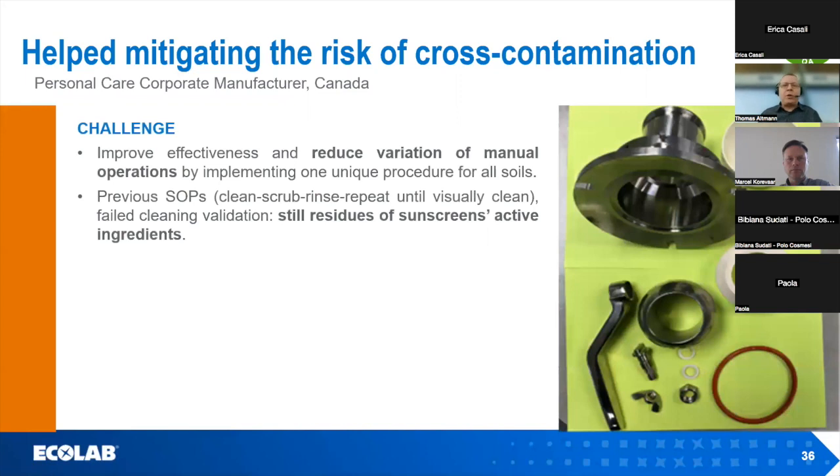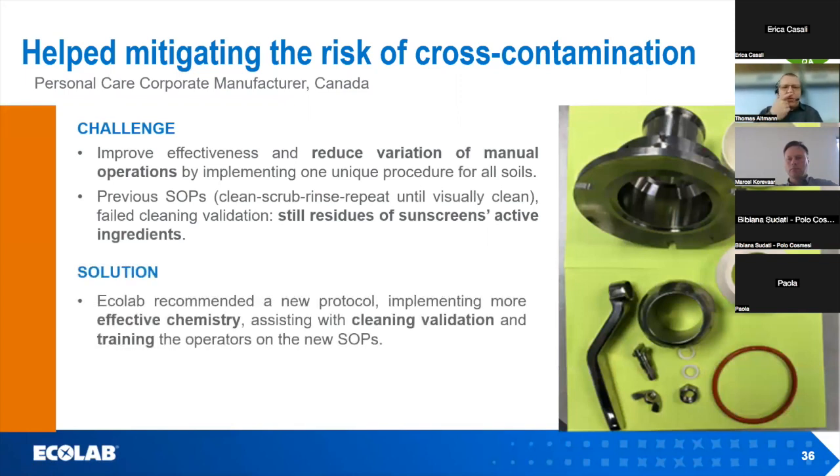So looking into that, there was a challenge, a big variation in a manual cleaning operation. At this customer, we still saw residues of sunscreen active ingredients on the surface on small parts. What did we do? We had to find an effective chemistry for this manual cleaning application. And we even did cleaning validation training with the people: how to clean the equipment in the proper way, how to rinse it in the most effective way, and then to discuss with the operators what may have gone wrong in the past to avoid these kinds of mistakes.